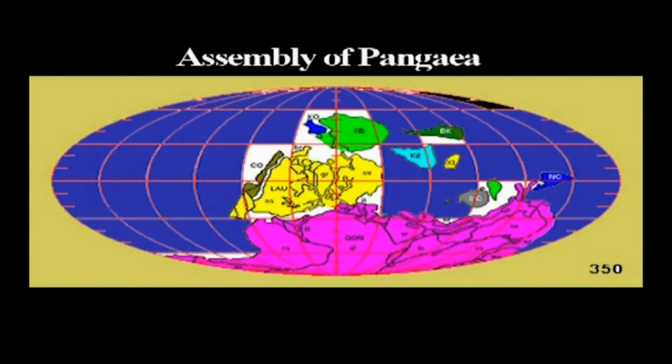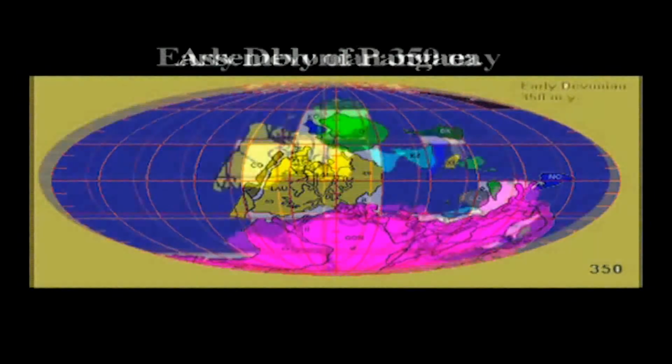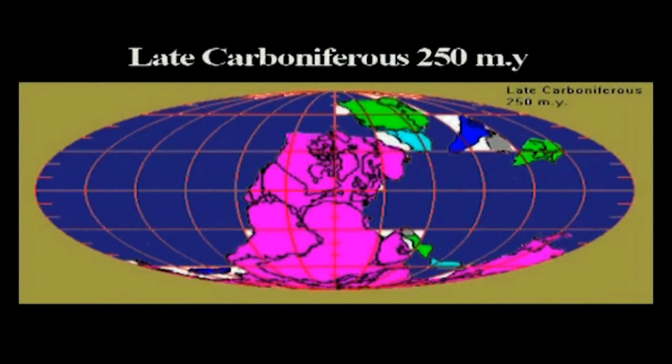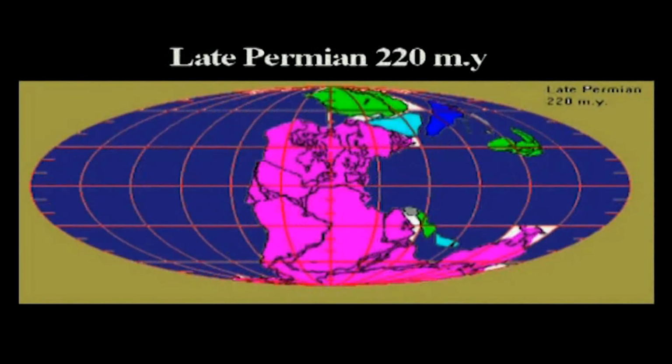This diagram shows the assembly of Pangaea during 350 million years ago, and the early Devonian world is shown, which was belonging to 350 million years ago. This diagram shows the late Carboniferous period world roughly about 250 million years ago, and the position of the world during late Permian roughly about 220 million years ago.